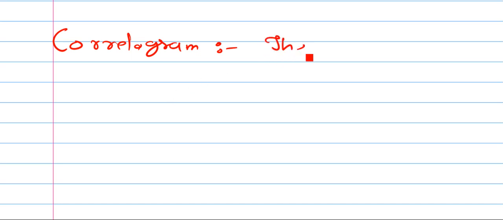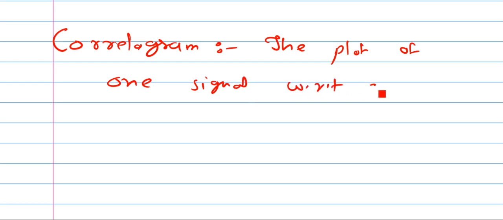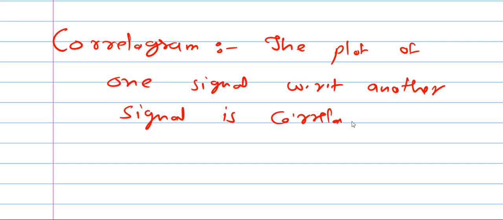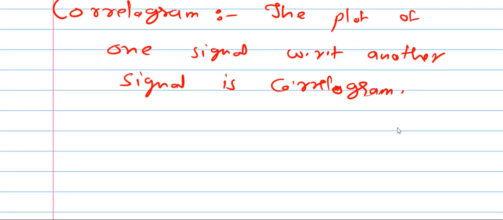Now we have one thing called correlogram. It is a simple plot. It is nothing but a graph, you can say a graph or plot of one signal with respect to another signal. The plot of one signal with respect to another signal is called correlogram.